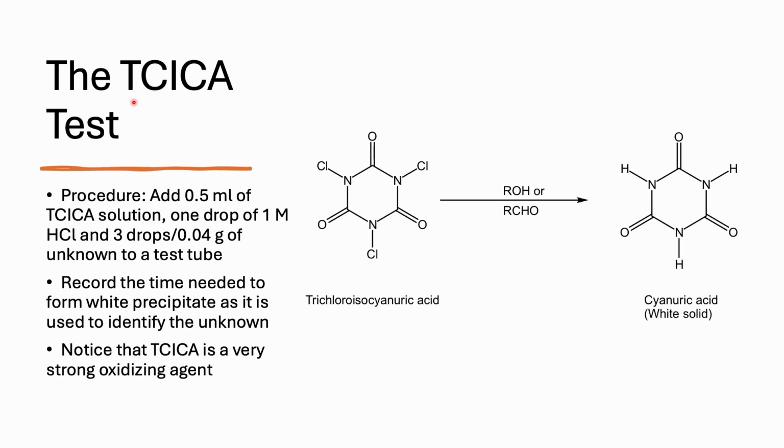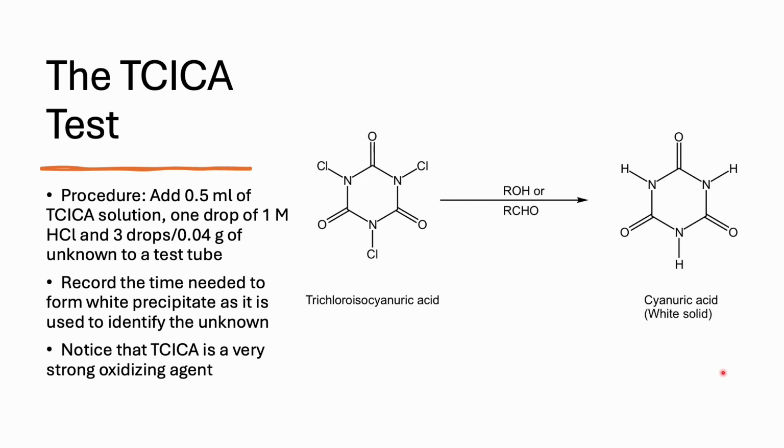In order to talk about the TCICA test, first I will talk about the procedure. For the procedure, we need to add 0.5 milliliter of the TCICA solution, 1 drop of 1 molar hydrochloric acid, HCl, and 3 drops or 0.04 grams of your unknown, depending on the physical state of your unknown, to a test tube.